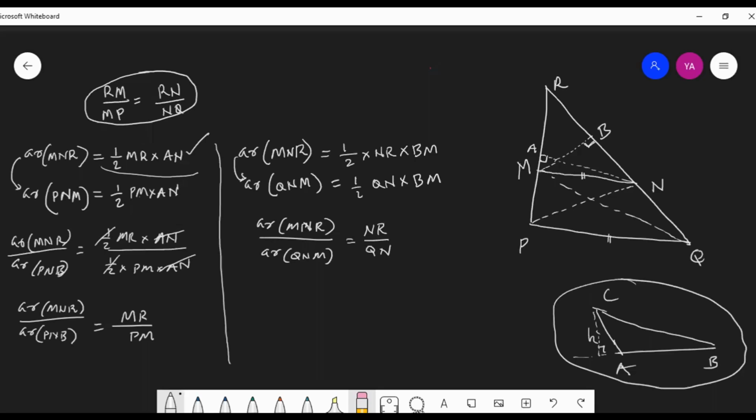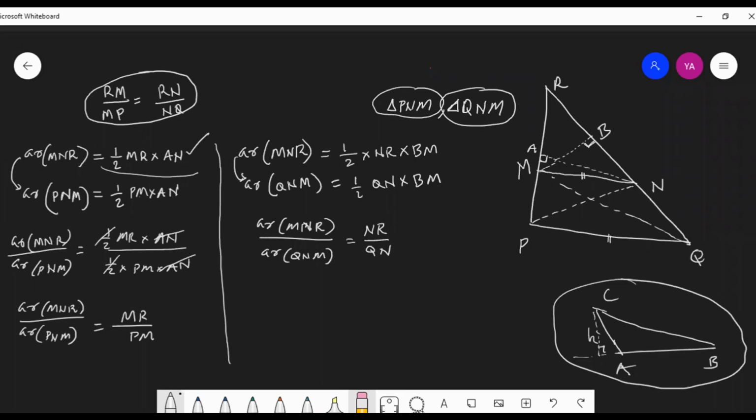Okay, now you look here. Here area of PNB. Okay, I made a small error. PNM, not PNB here. Sorry, a triangle PNM, right? Look here, triangle PNM and a triangle QNM. Any relation between their areas? These two triangles are equal, right? Triangle PNM and triangle QNM.